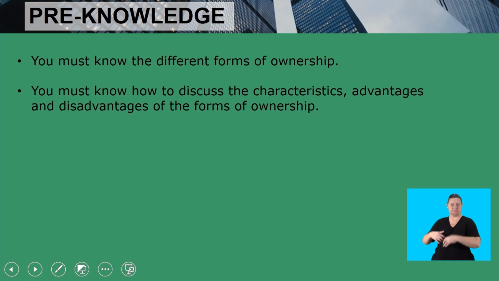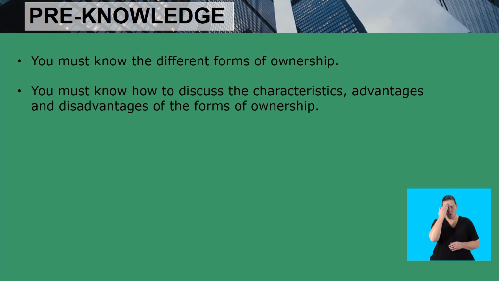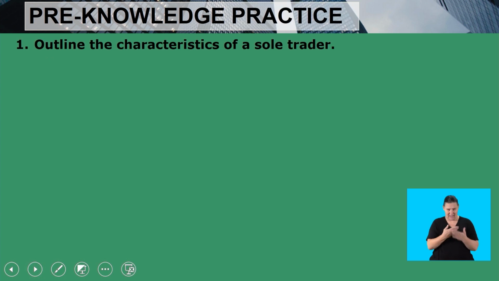Now, let's look at our pre-knowledge. The pre-knowledge is actually the knowledge that you should be knowing by now. You must know the different forms of ownership. You must know how to discuss the characteristics, advantages, and disadvantages of the forms of ownership. Now, let's look at the pre-knowledge practice.